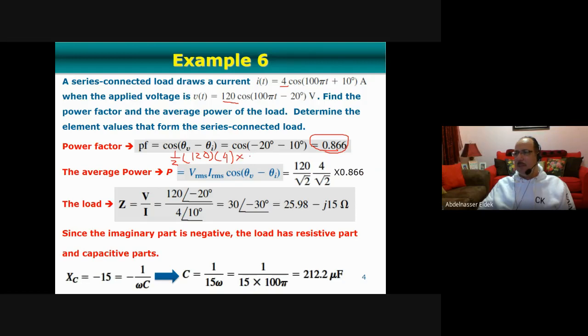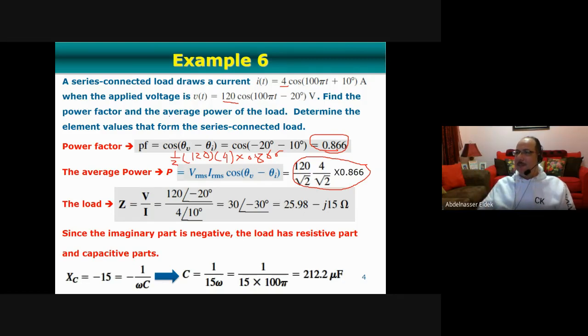Times 0.866. That's it, and you will get the same answer. Of course, it is the same answer, because the square root of 2 times the square root of 2 is 2. So this is the average power.